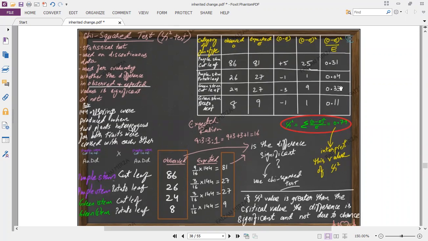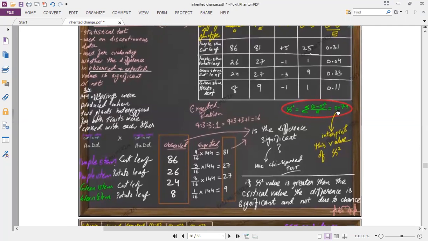And this value is given in this column. So yeah, this is 0.79. So 0.79 is my chi-squared value here. So now I have to interpret this value.